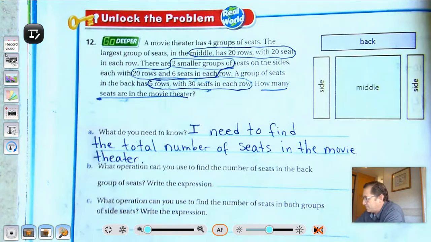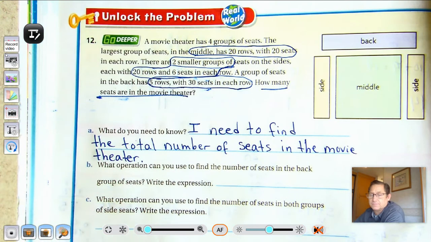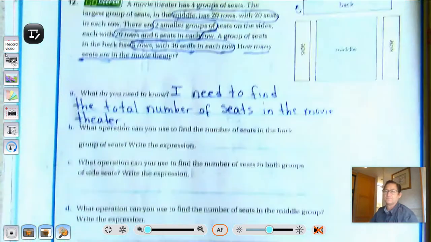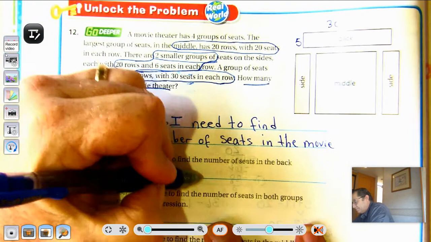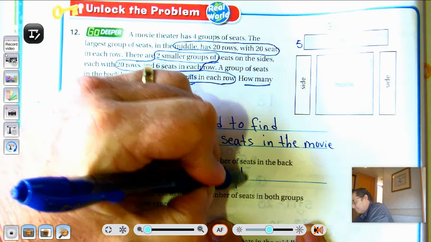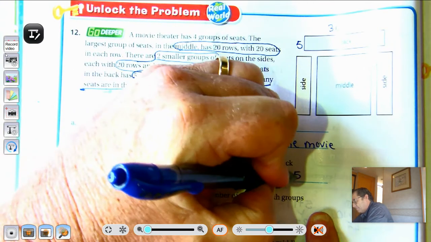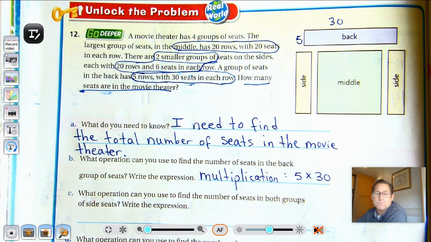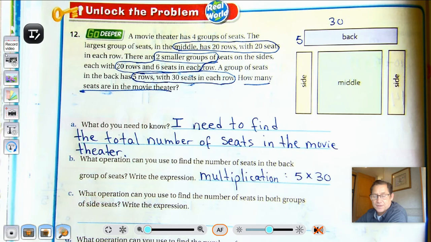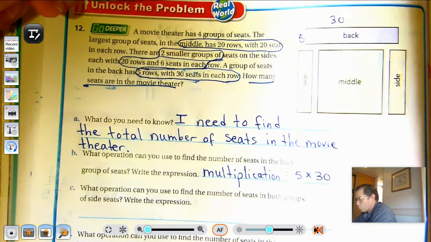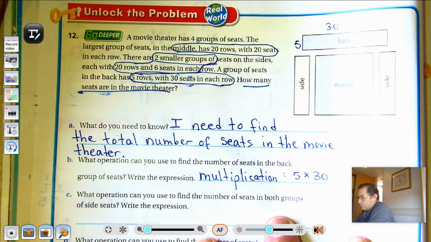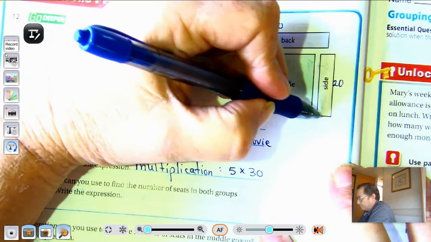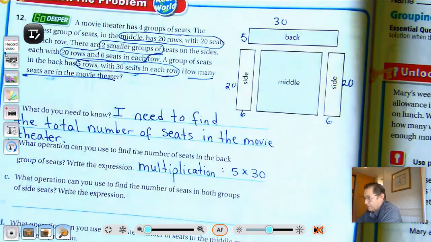What operation can you use to find the number of seats in the back group of seats? And write the expression. So the back row of seats was 5 rows of 30. Well, I'd use multiplication. What operation can you use to find the number of seats in both groups of side seats? Write the expression. So this one, we have 20 rows, and we have 6 seats in each row. And we have 2 sets of those. Well, we still will use multiplication.